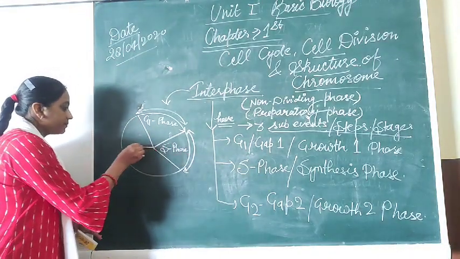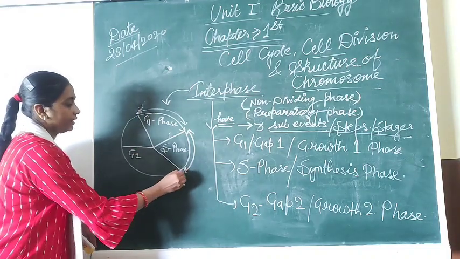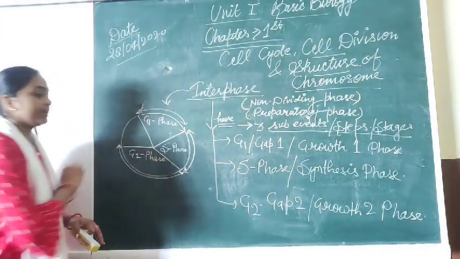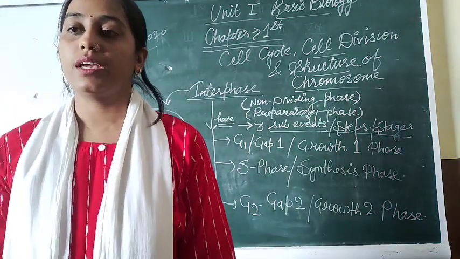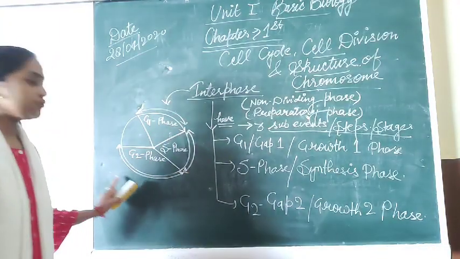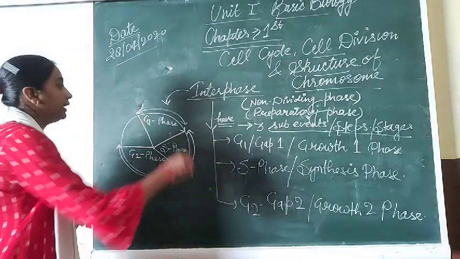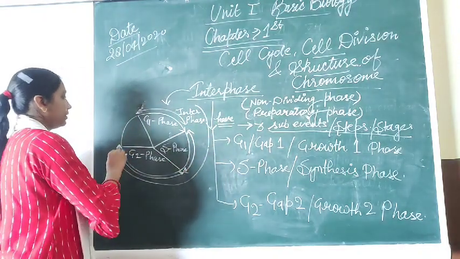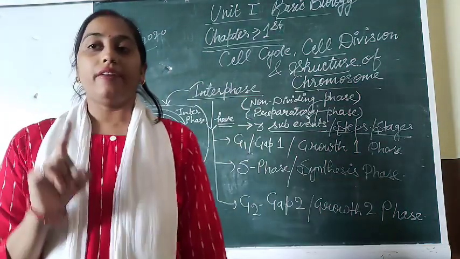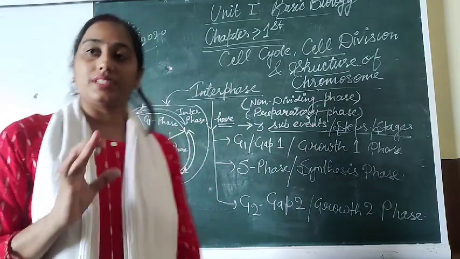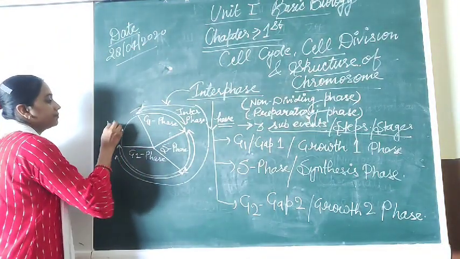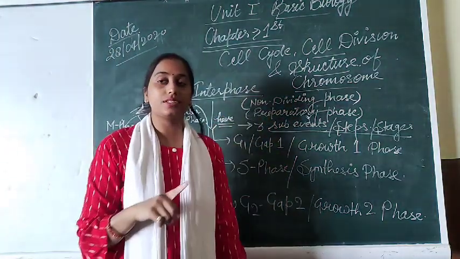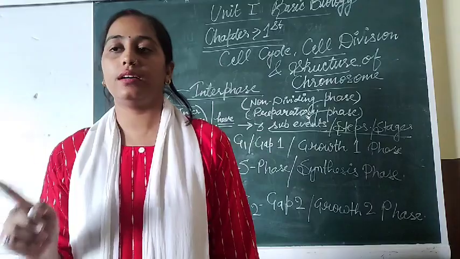And then the third step is G2, from here to here. G2 phase. That is known as the growth phase, right? These 3 stages, these 3 steps are called interphase, from here to here. And one portion is left in this. One portion which is left, it is M phase, and this M phase is the second phase of the cell division.